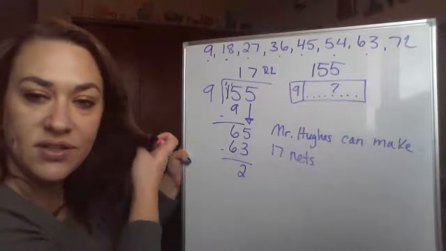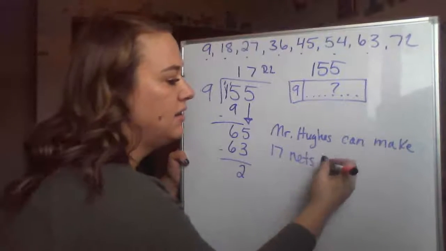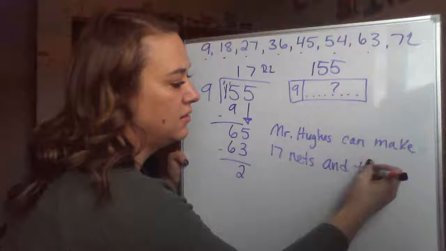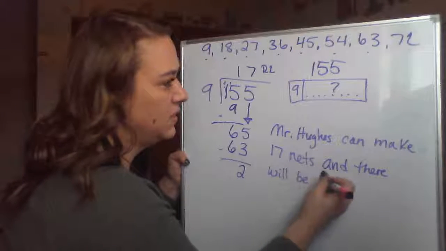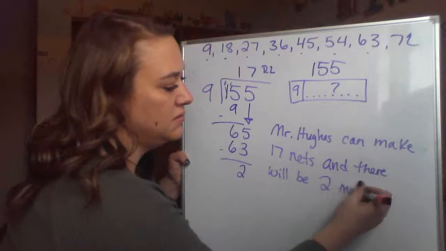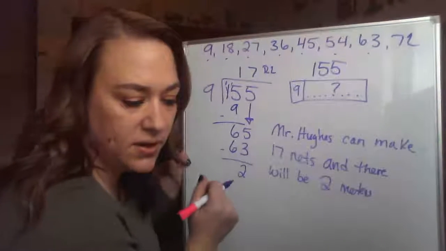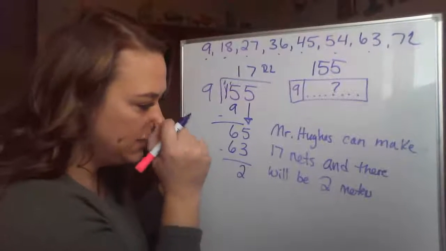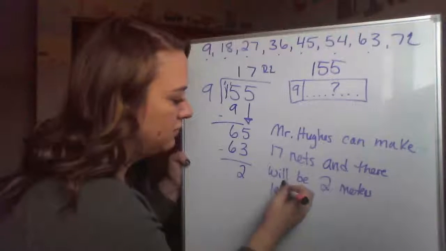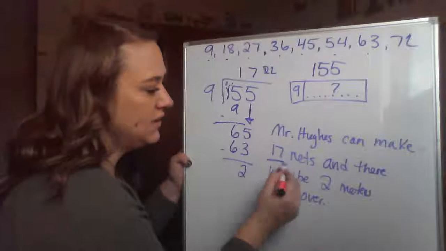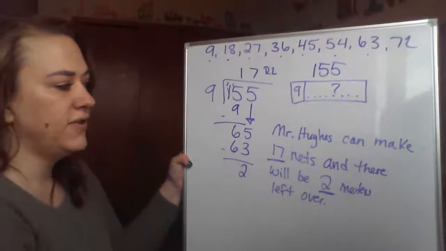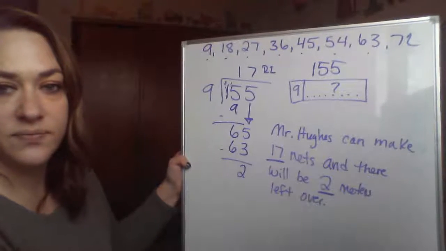So we want to say Mr. Hughes can make 17 nets, and there will be 2 meters. So that was our unit, meters of netting. There will be 2 meters left over. So then I know I can read this as 17 remainder 2 as your final quotient.